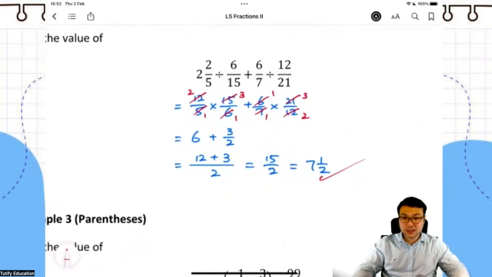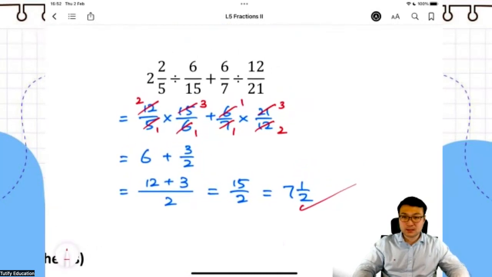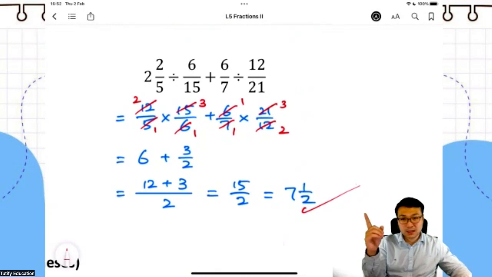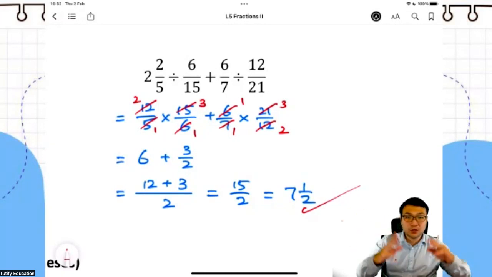All right, students. Anyone has any questions about this? What kind of techniques do we use here? We use KFC, because when you see a division sign, you need KFC, right? And then you simplify before you multiply so that you will not be having to multiply those very big numbers. Make your life easy, yeah?